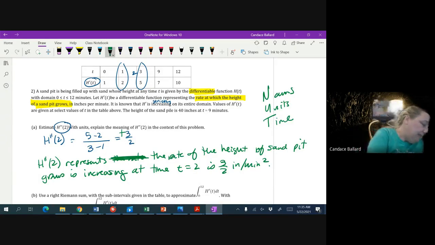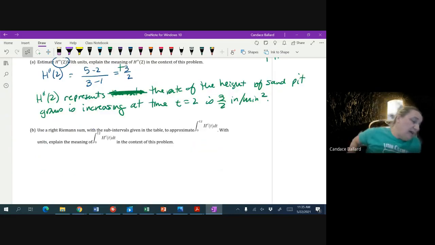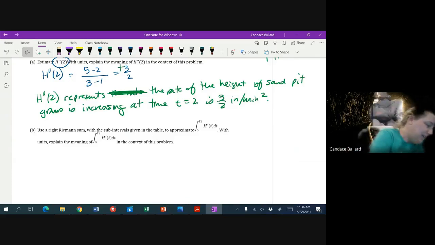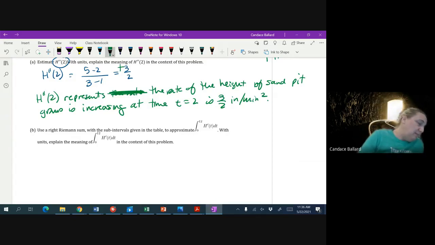All right, let's look at B. We've got a nice right Riemann sum. I love Riemann sums. I don't know if I like Riemann sums better or curve sketching better. It's a tie, I think. So use a right Riemann sum with the subintervals given in the table to approximate the integral from 0 to 12 of h prime of t. With units, explain the meaning of the integral from 0 to 12 of h prime of t in context of the problem.